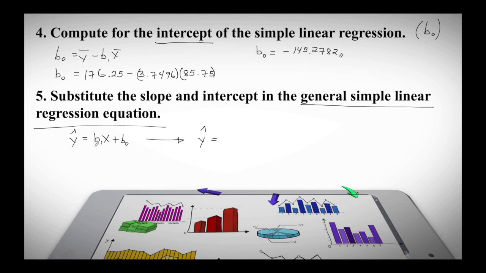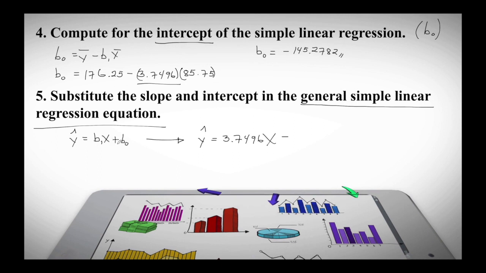the value of b sub 1, which is 3.7496. Then x will still be x, okay? Because that is what we will substitute values for later. Minus the value of b sub 0.